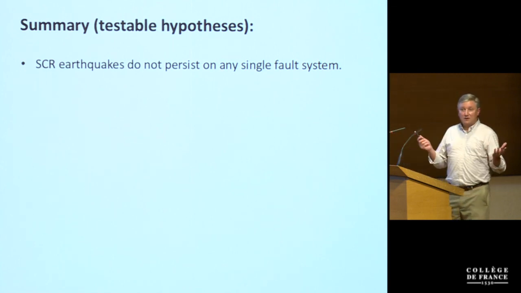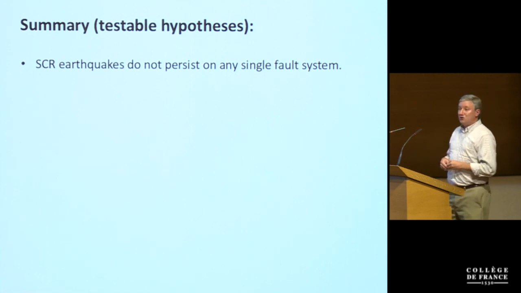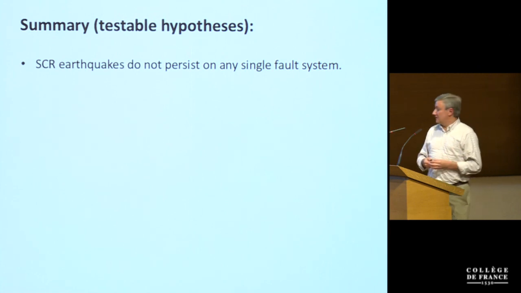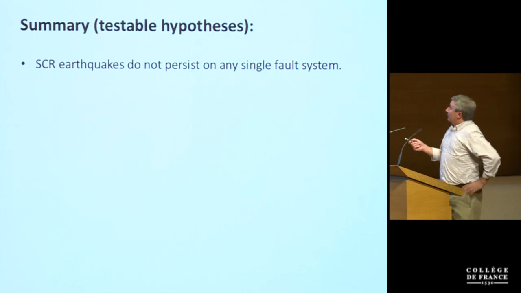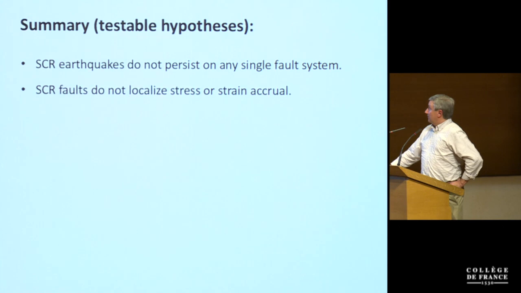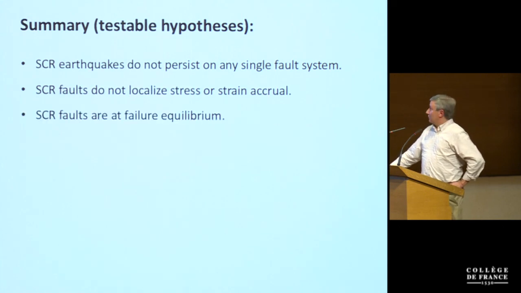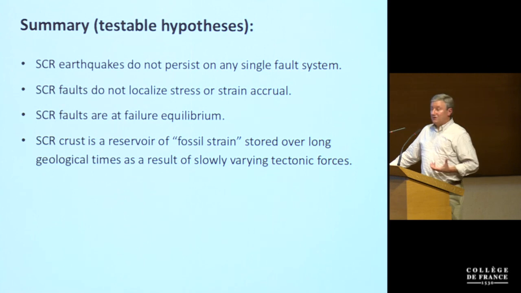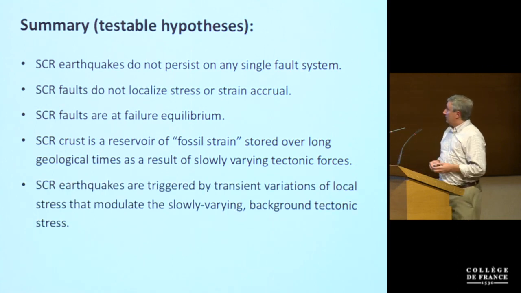So in summary, there are some testable hypotheses in this crazy story I just told you about, and I may be completely wrong, but I think we need new guidelines to understand those earthquakes in plate interiors. One of the testable hypotheses is that these earthquakes do not persist on any single faults, that those faults do not localize stress or strain today, that they are at failure equilibrium, at least for those that are well-oriented, and that there is a reservoir of fossil strain that is stored in the crust.